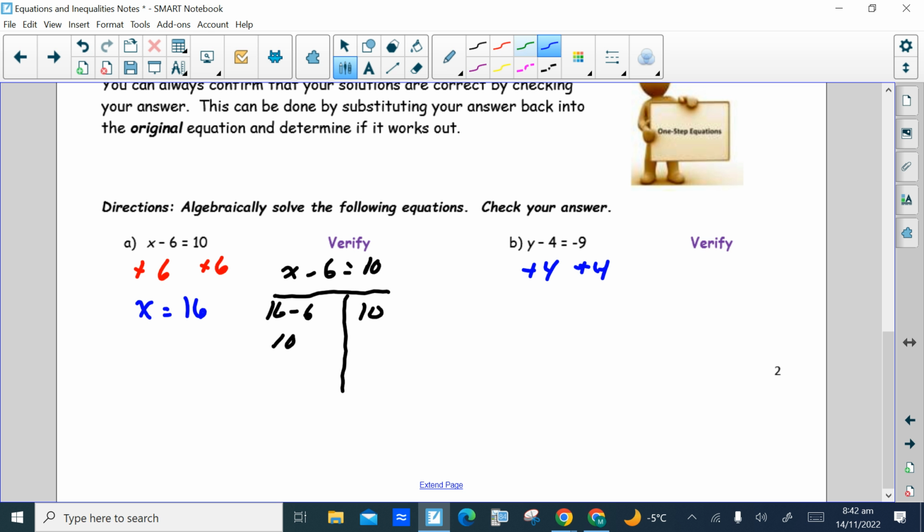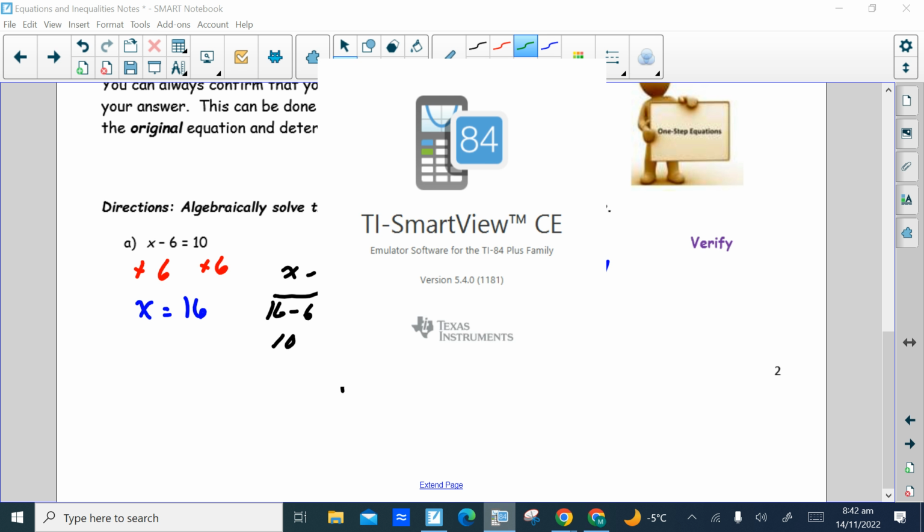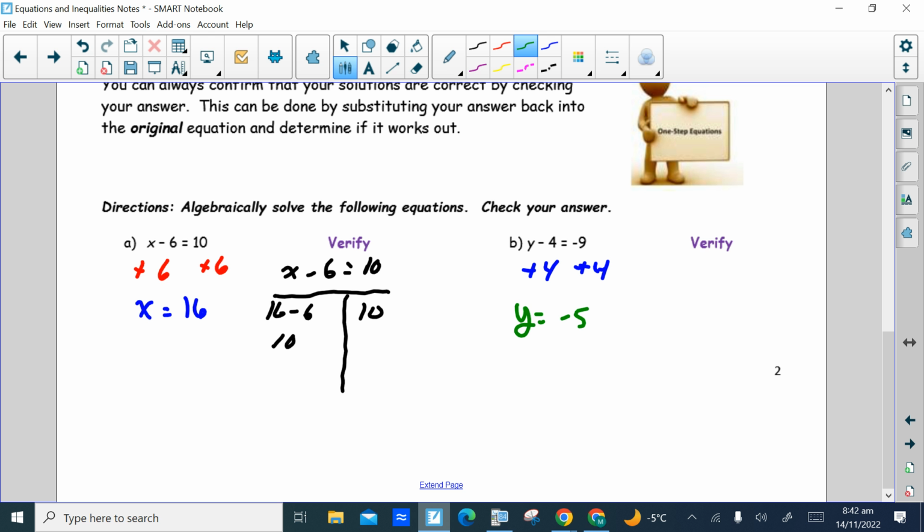And on the left side, the reason we added 4 to both sides is the negative 4 plus 4 cancels. You're left with the letter y on the left. And on the right side, negative 9 plus 4, well, that's negative 5. And again, I said this before, if you need to use your calculator to help you get some of these answers involving integers, then you should use your calculator. Go negative 9 plus 4 in your calculator, and you'll get the answer of negative 5.